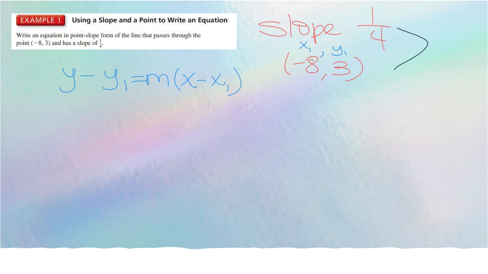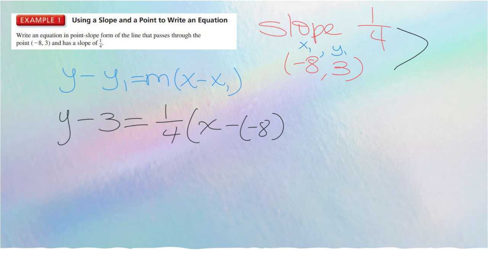Based on this that we were given, can you plug in? Were we given y? We were not given y. We were only given y1, which is 3. Were we given m? Which m is 1/4. Were we given x? No. Were we given x1? Which is negative 8.